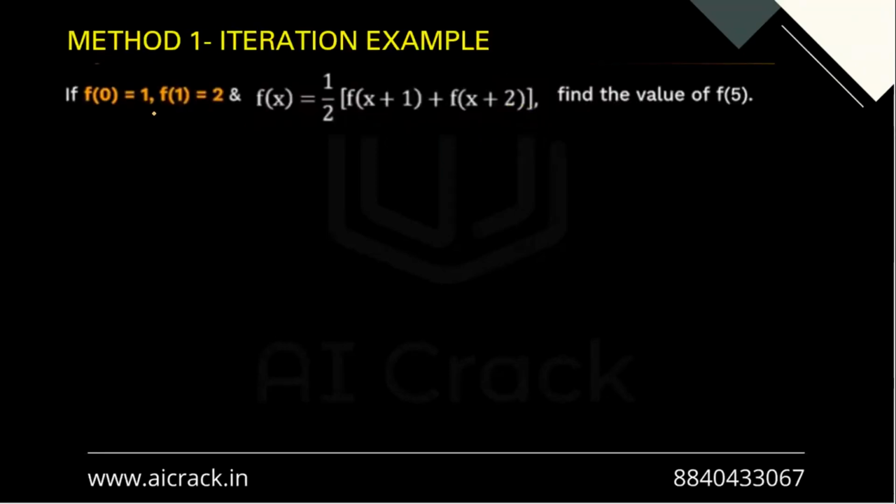So let's take an example first. We have been given that f(0) equals 1, f(1) equals 2, and f(x) equals 1/2 times f(x+1) plus f(x+2). Find the value of f(5).